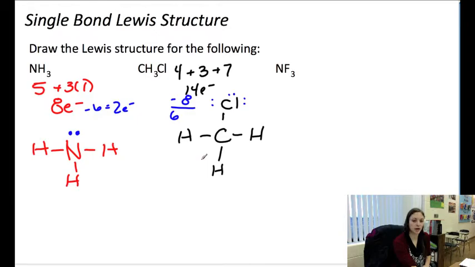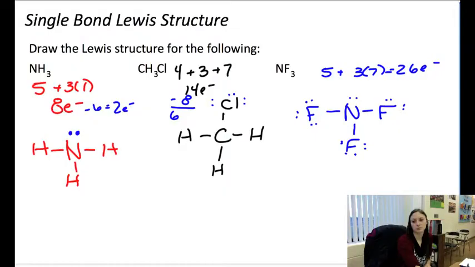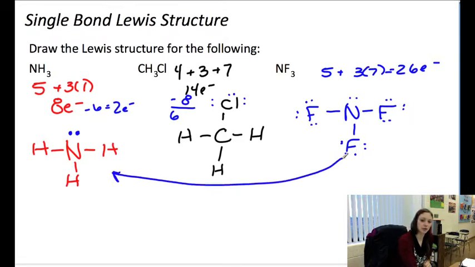Go ahead here and try NF3. Okay, now notice how I've used 26 electrons here. And it looks very similar to this NH3, just with fluorines instead of hydrogens.